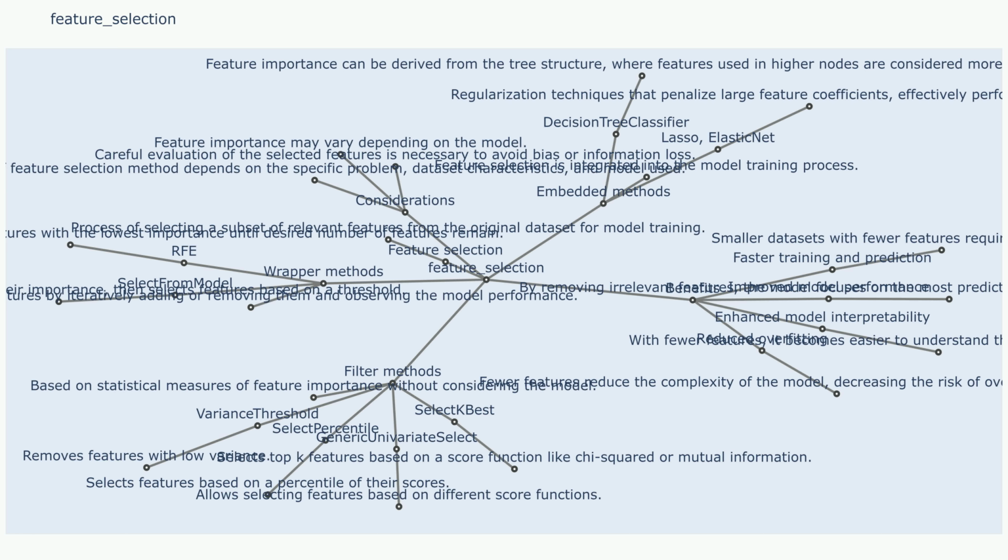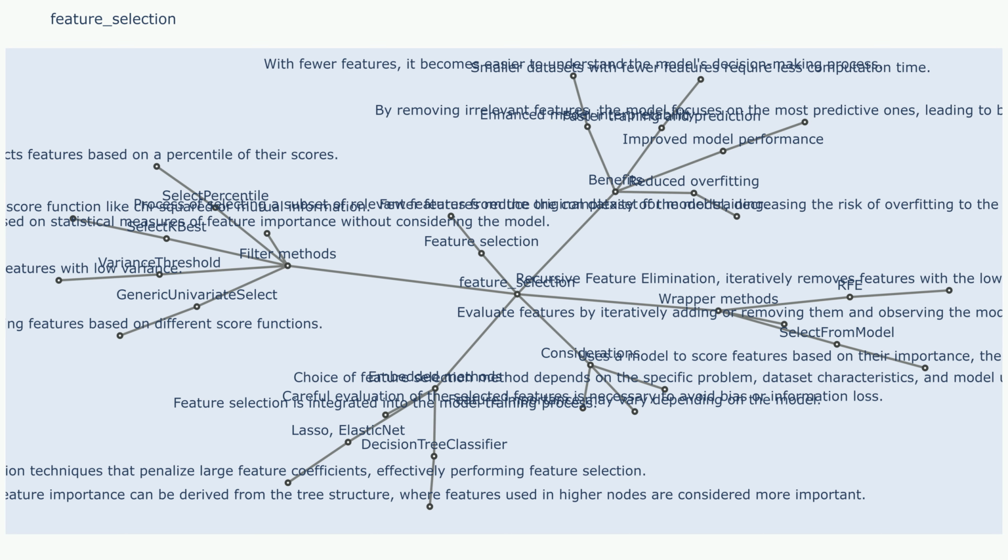1. Why feature selection? Improved model performance. Irrelevant or redundant features can confuse your model, leading to reduced accuracy, increased training time, and overfitting. Feature selection eliminates this noise, leading to better generalization and prediction.